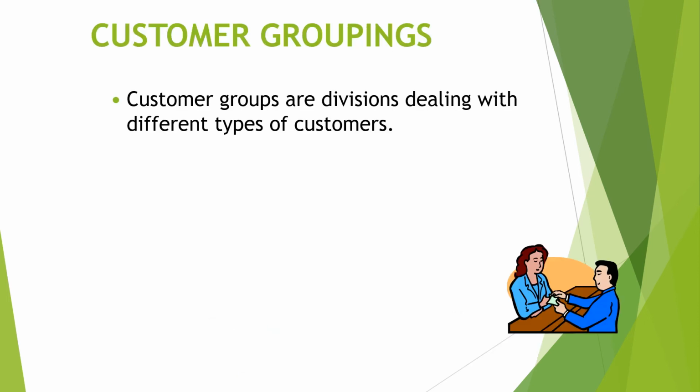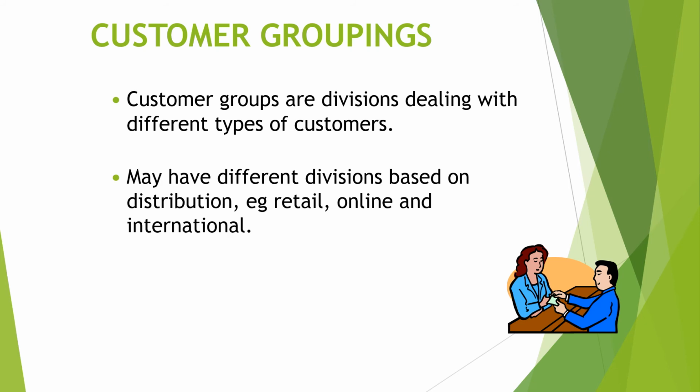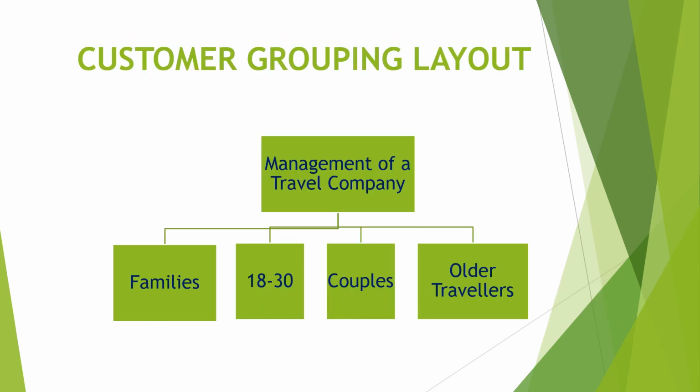The next one's a customer grouping, and that's where you're dealing with different types of customers. It might be different divisions based on distribution. For example, we've got retail, as in shops, we've got online, you might have international branches, and all of these different customers will have a different grouping, a different set of people in charge. Now, what we've got here is a travel company, just an example of something like TUI or whatever, where they've maybe got holidays for families, young people 18 to 30 type holidays, just sort of couples quiet holidays, and for your older travellers. And that would be a very good example of a customer grouping.